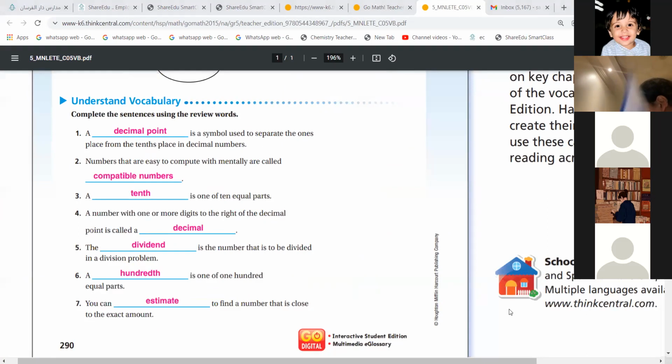Did you all write this in your book before? I wrote everything except the one that's up. Okay. So a dash is a symbol used to separate the ones from the tenths place. Which place? Tenths place. The decimal point. Numbers which are easy to compute mentally are called compatible numbers. If it is one of 10 parts, very easy. You will see the word 10 here, write tenth. If you see one of 100, write hundredth.